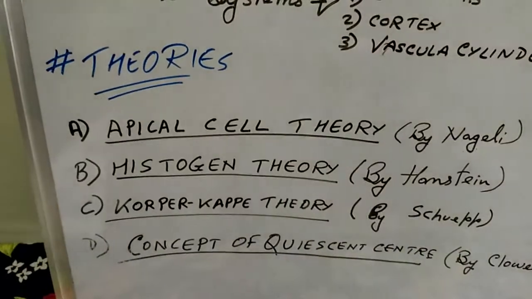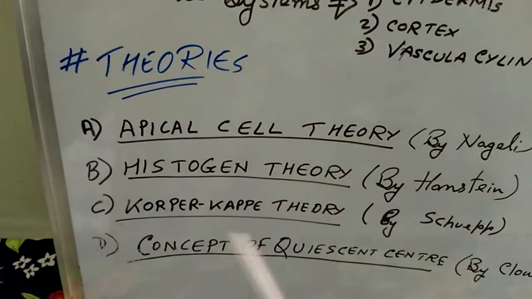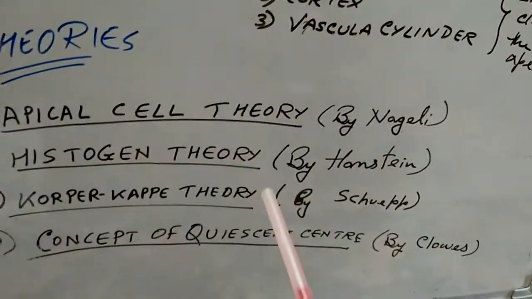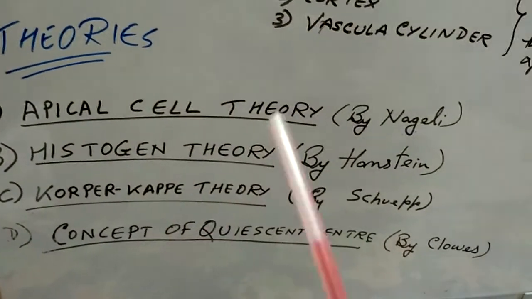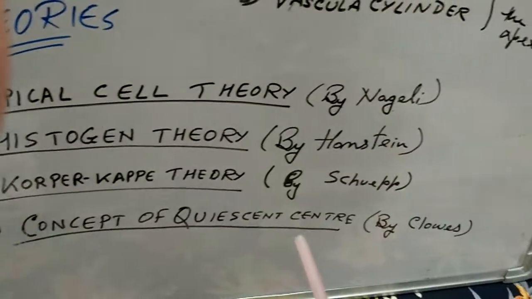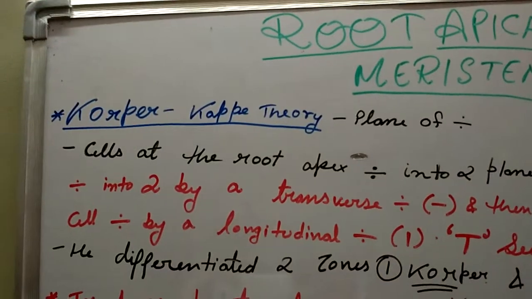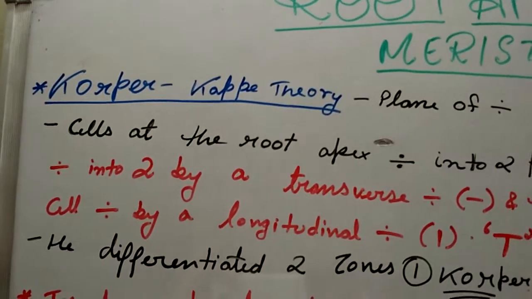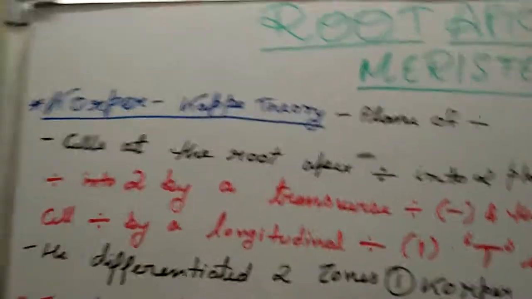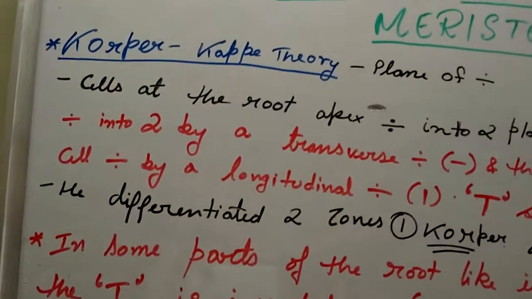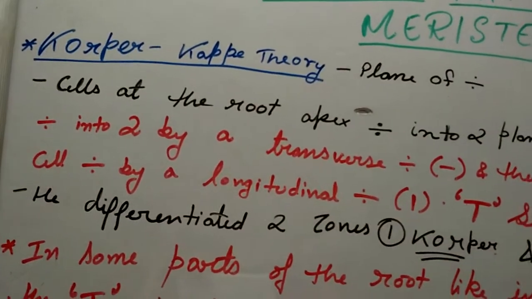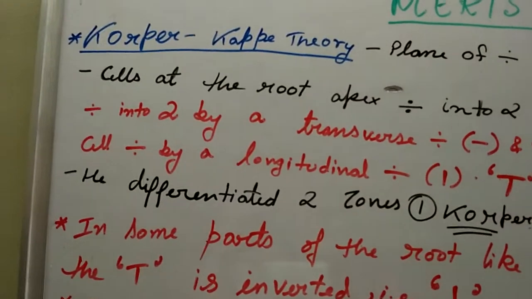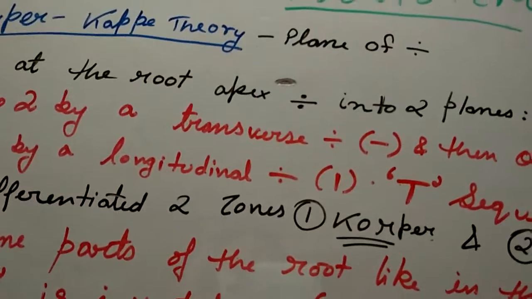Now the next subheading under this topic is theories. There are four main theories: apical cell theory given by Nageli, histogen theory given by Hanstein, corpus capae theory by Schuepp, and the concept of quiescent center by Clowes. If you recap all the theories which I have already defined in shoot apical meristem, those theories are also applicable for root apical meristem. But the most important theory for root apical meristem is corpus capae theory given by Schuepp. This theory is based on the plane of division, like tunica corpus theory in case of shoot apical meristem.